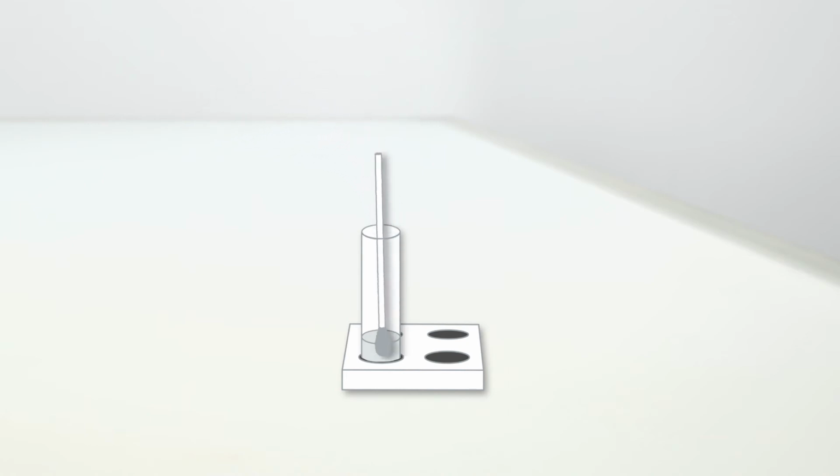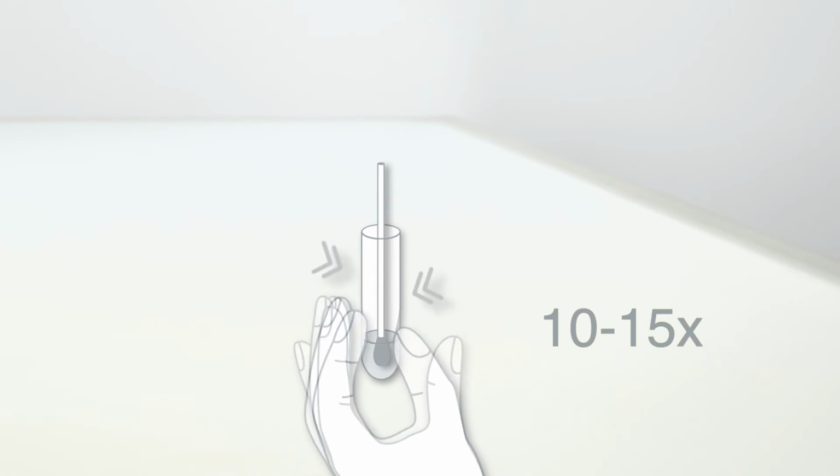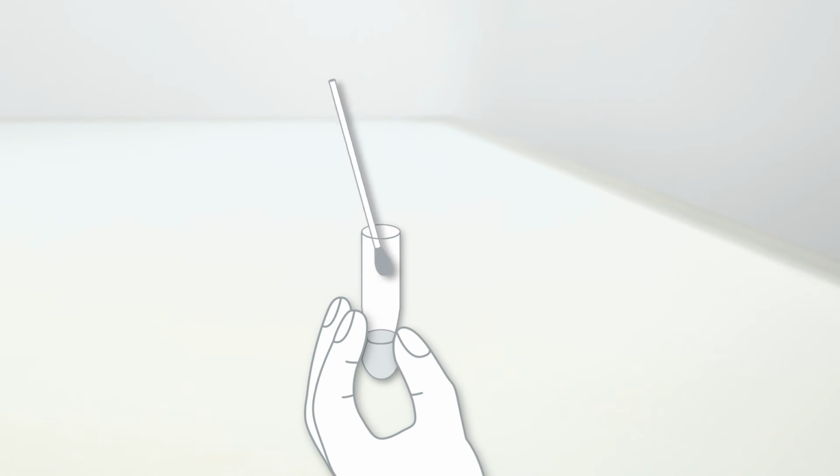Insert the swab with the collected specimen into the tube. Swirl the swab and squeeze it by compressing the swab and extraction tube 10 to 15 times. When removing the swab, squeeze out as much liquid as possible.